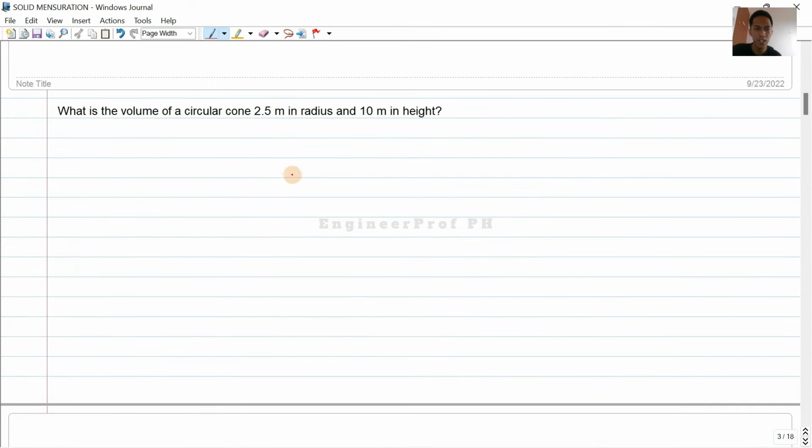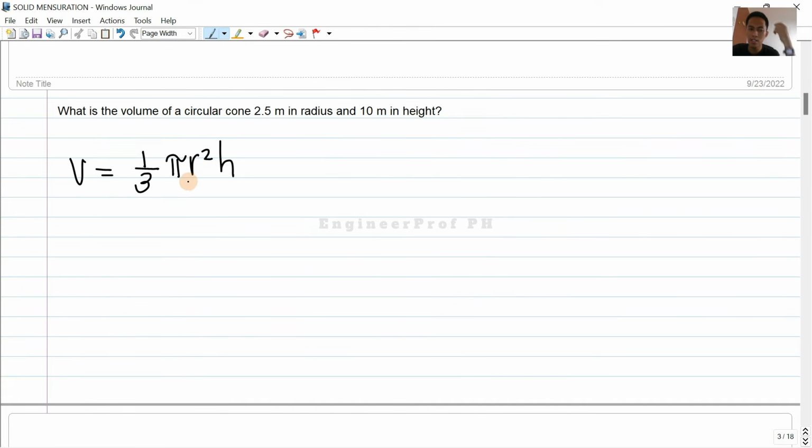Okay, so we have this next problem. What is the volume of a circular cone 2.5 meters in radius and 10 meters in height? So, in this case, guys, we have a cone. So, yung volume ng cone natin from formula sa mga libro na ginagamit natin is just equal to 1/3 pi r squared times height.